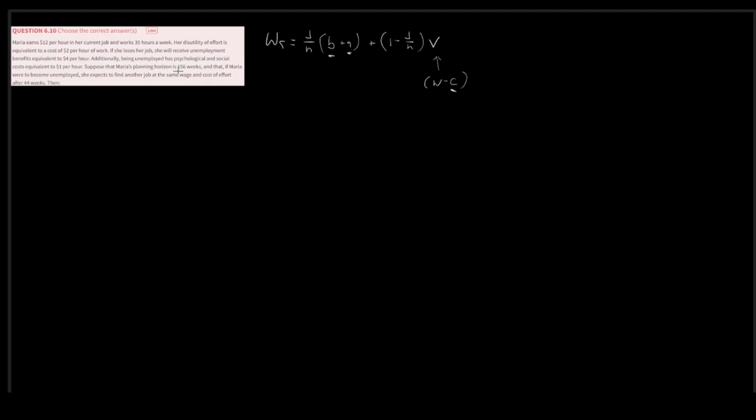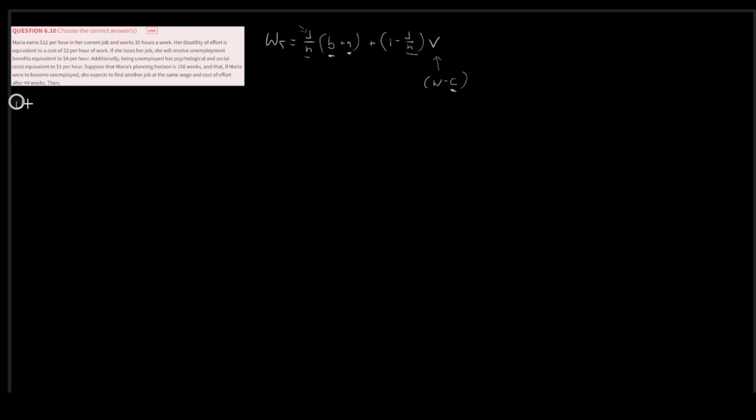Suppose that Maria's planning horizon is 156 weeks, so that's her horizon, H. And if Maria were to become unemployed, she would expect to find another job at the same wage and cost, same wage, same cost, after 44 weeks. That's J. So what I want you to see is we have everything here to figure out what Maria's reservation wage is. And if it wasn't all clear, let's just pick out those values as we went through.